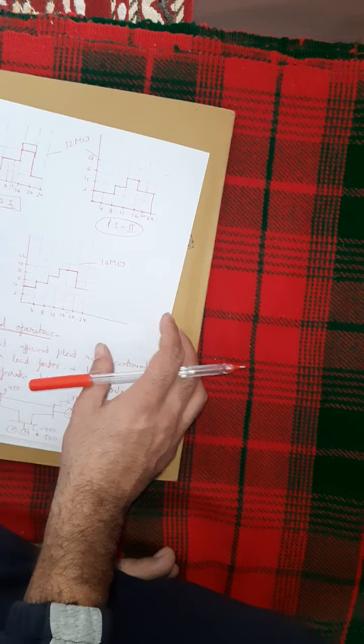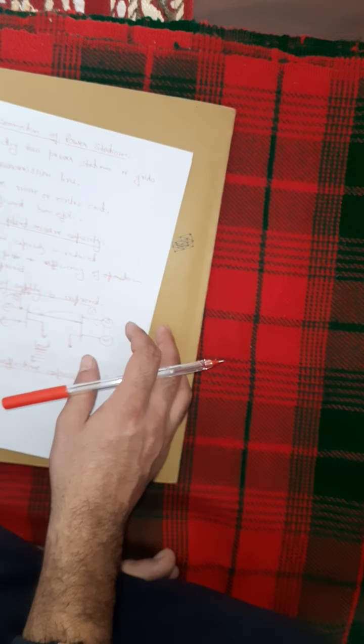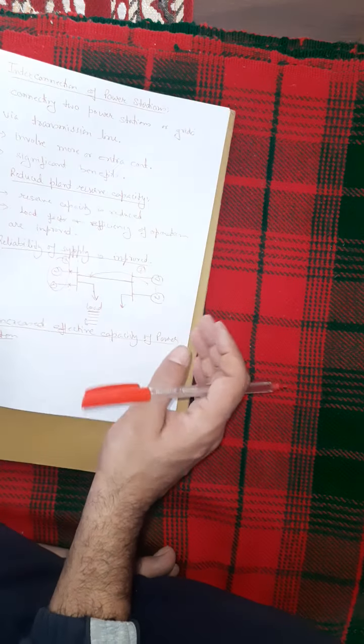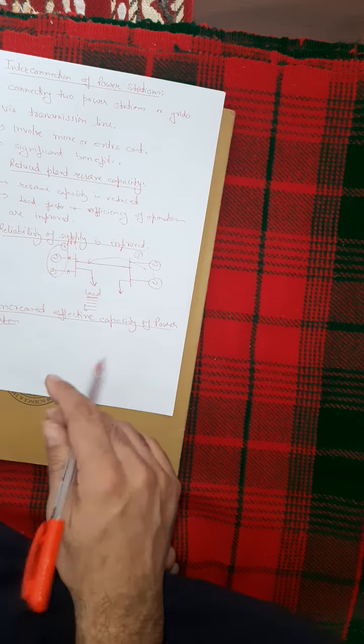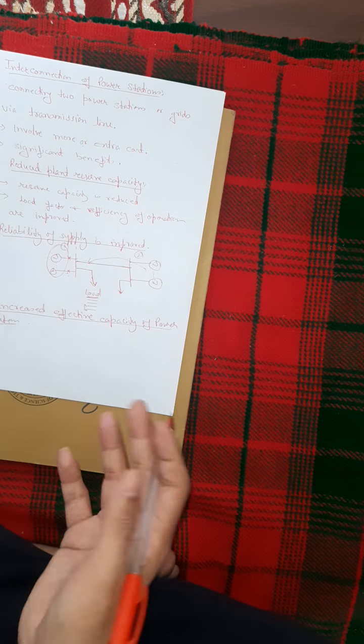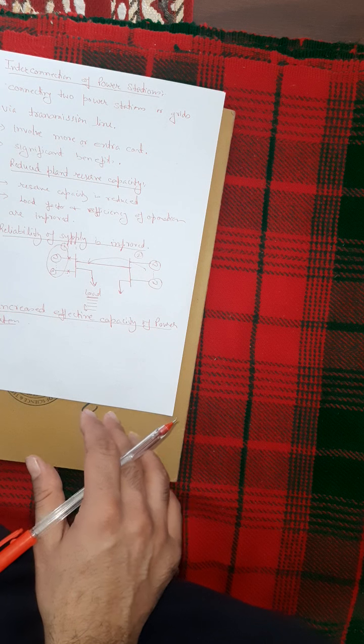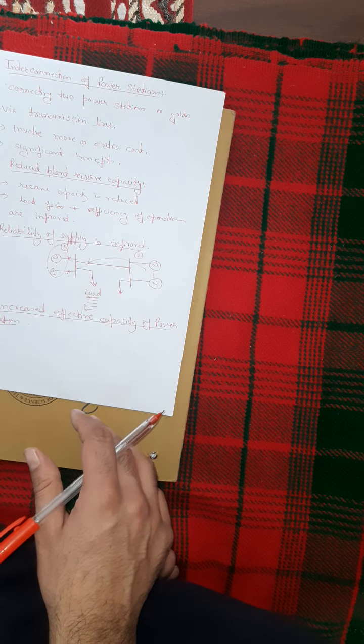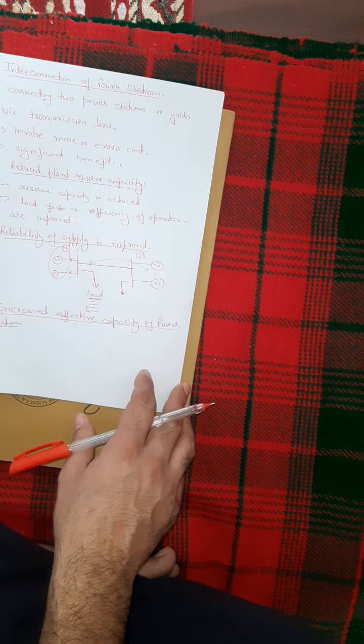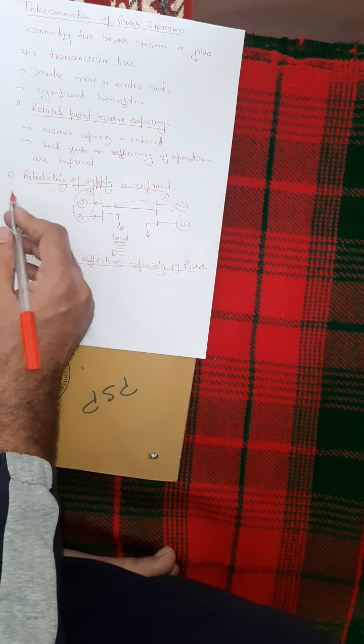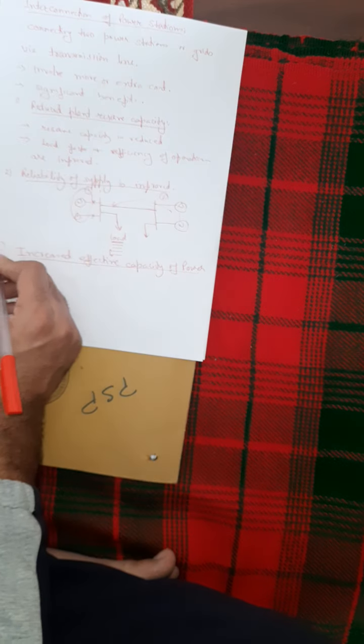This is called exchange of peak loads. One power plant can supply the peak load of the other power plant, provided that plant itself is not operating at its peak load. Okay, got it. So this was the 6th point.